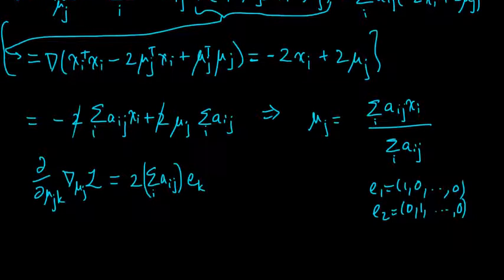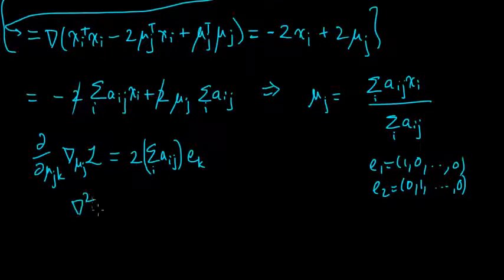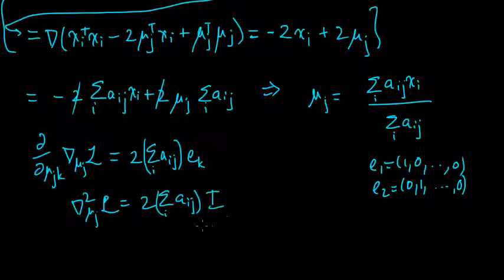And so the matrix of second derivatives, the Hessian, is 2 times the sum of these times the identity matrix. And as long as this is non-zero, then this is positive definite, and therefore it's a minimum. So is it always true that at least one of these is non-zero? These aij's are always 0 or 1, so we need at least one of them to be a 1.